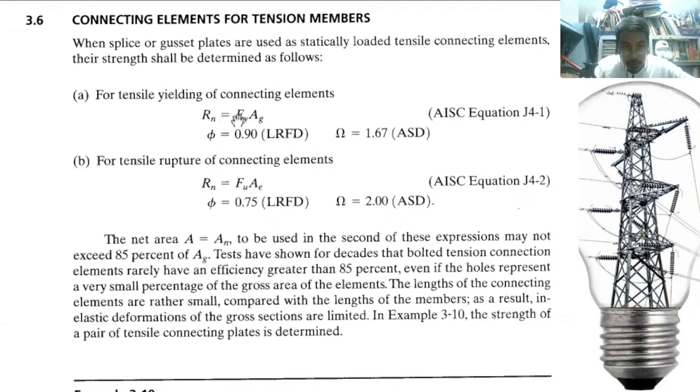As you can see, for a splice or gusset plate, for statically loaded tensile connecting elements, their strength shall be determined as follows. You can see 1.67, 0.9, 2, 0.75, the same. The same is true because we have yielding and we have rupture. The formulas are the same. We are using gross for yield, and effective for ultimate. This is for the gusset plate.